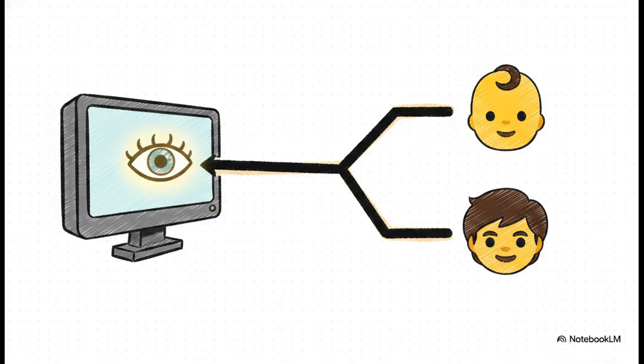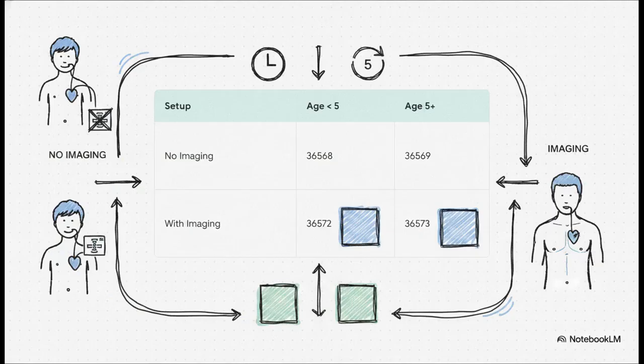But because we added that comprehensive imaging package, we leave the 3656x series in the dust and upgrade to 36572 and 36573. Think of this as your ultimate mental cheat sheet. There's a perfect symmetry here. Whether you're using imaging or not, the patient's age, that rule of 5, always dictates your final code. Lock that logic in, and you can instantly select the right baseline code for a standard PICC insertion without a second thought.